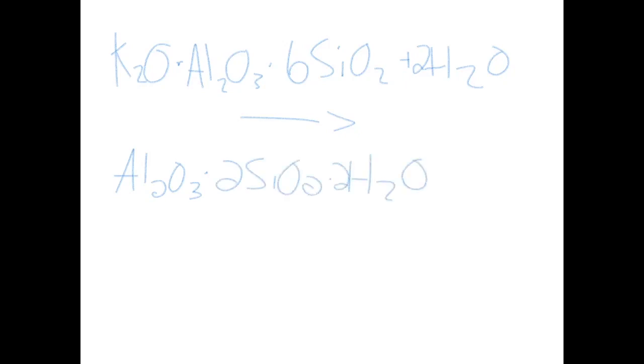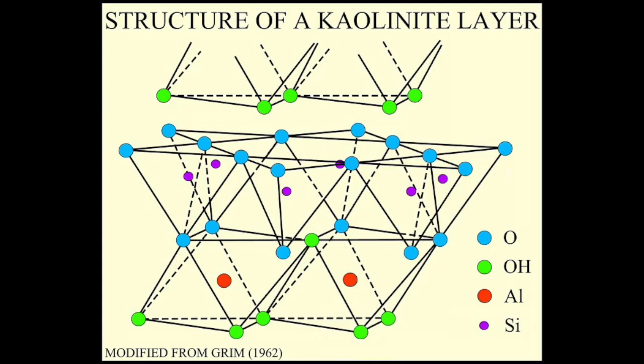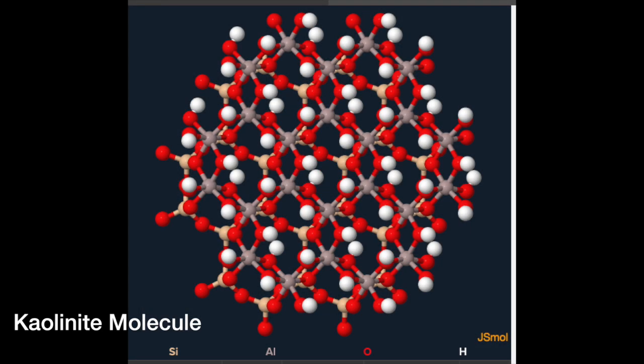Feldspar is made from aluminum silicates mixed with alkali and alkaline earth metals. Three examples of clay minerals that can be made in this reaction are kaolinite, illite, and bentonite. Kaolinite has a chemical formula of Al2O3·2SiO2·2H2O, and has alternating layers of silica and hydrated alumina. The alumina layer has hydroxyl groups attached to it that make weak bonds between different layers in this clay mineral, but they also make strong bonds within the sheet.